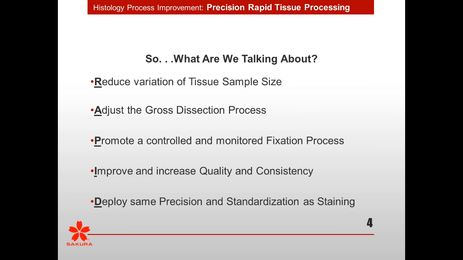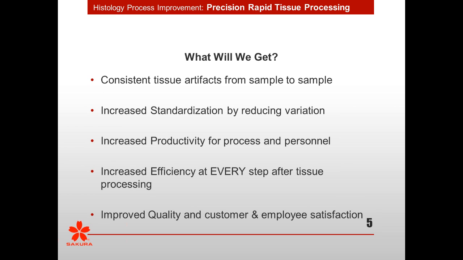If we spend more time on precision and standardization at the beginning in our fixation and our processing, you'll have less problems downstream. Again, consistent tissue artifacts from sample to sample. And that's exactly what we do. We produce tissue artifacts for our pathologists. Everything we do creates an artifact in that fresh tissue sample. So you want consistency, sample to sample, tissue type to tissue type, and day to day to day. That creates confidence in your pathologist and in your process, and it does move quality up the ladder.